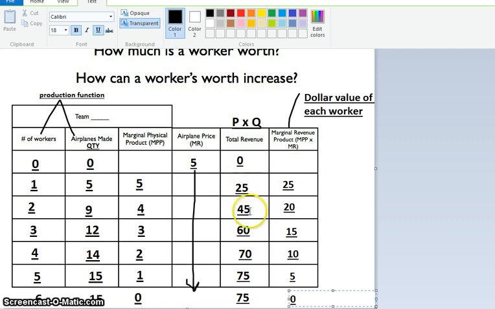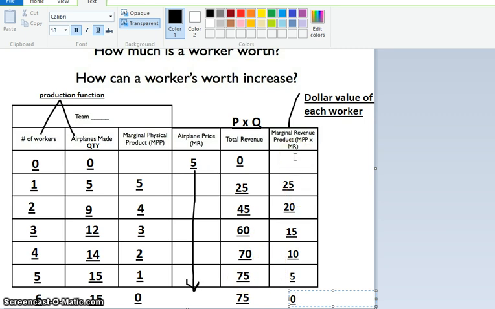The second worker brought 20 additional dollars, so their marginal revenue product was 20. So the change in total revenue was 20. The third worker, the revenue went from 45 to 60. They brought $15 worth of revenue. So that's how much they were worth, and so on and so forth. So that's just another way for you to think about it.